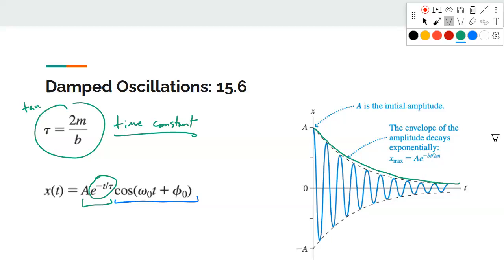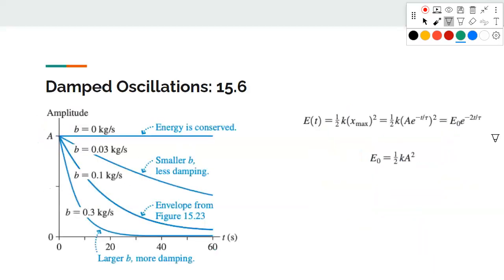Okay. So if you're confused about this, I encourage you to rewatch this part or to look at section 15.6 in the book. It really goes into a lot of detail on these damped oscillations. And so then just to show you what this looks like, if your b is 0, that's what we've been talking about so far. So if your b is 0, your amplitude just stays constant. Your energy is conserved forever.